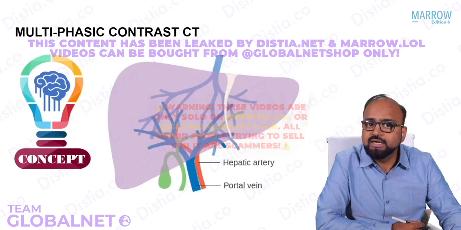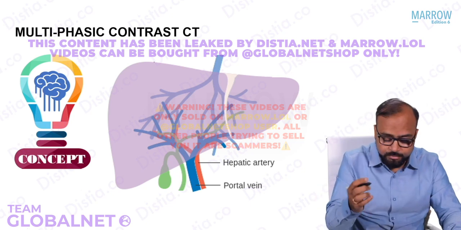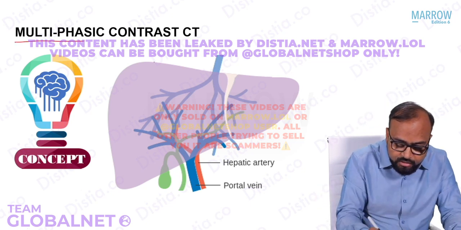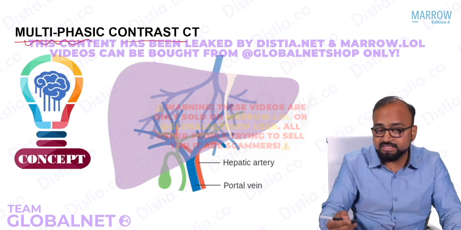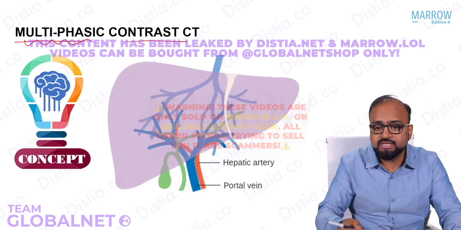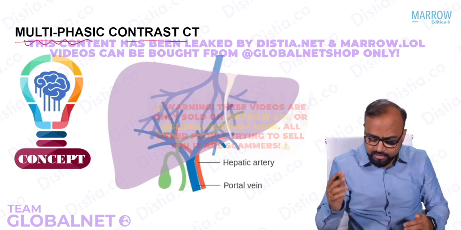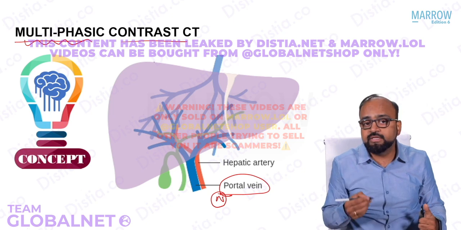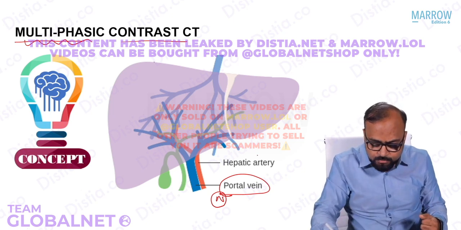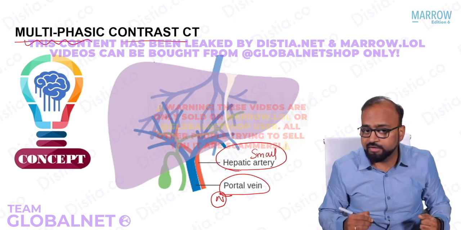Now before that, let us discuss a very useful concept that we are going to use everywhere in hepatobiliary imaging, and that is multiphasic contrast CT. What is multiphasic? What are these multiple phases? Well, these multiple phases relate to the liver blood supply. How does the liver get its blood supply? See, most of the normal liver parenchyma is supplied blood by the portal vein. A very small contribution comes from the hepatic artery.